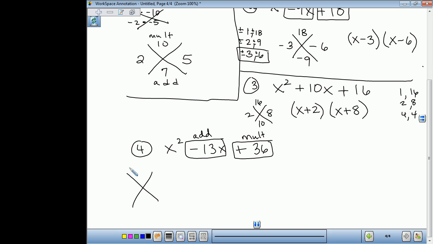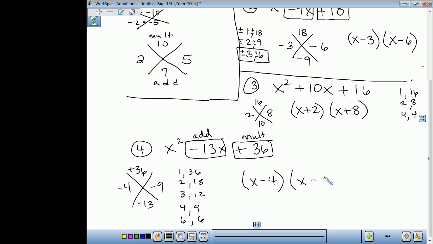So we're multiplying to get that positive 36, and we're adding to get the negative 13. When I was walking around, I saw some good factor lists: 1 and 36, 2 and 18, 3 and 12, 4 and 9. We can stop there because that's our winner. And the other would be 6 and 6. So this is going to be negative 4 and negative 9. We're multiplying to get a positive, yet we're adding to get a negative. So it gives me x minus 4 and x minus 9.